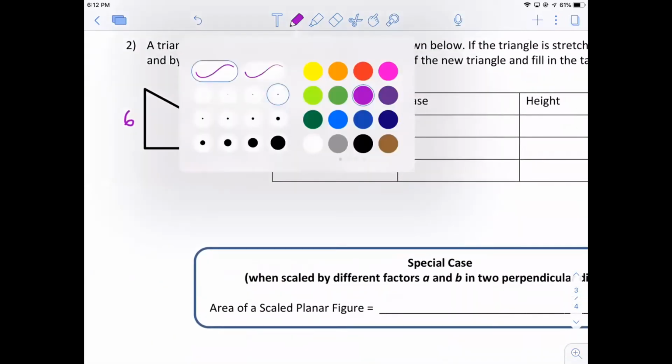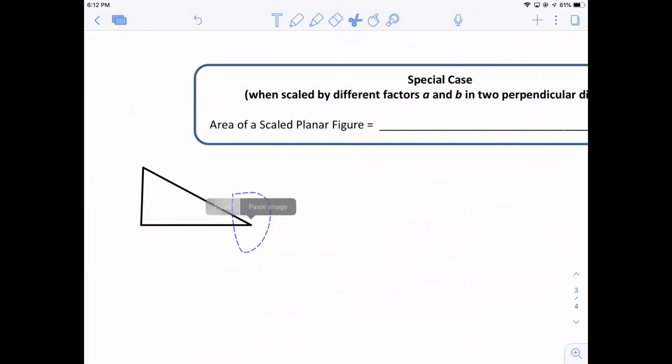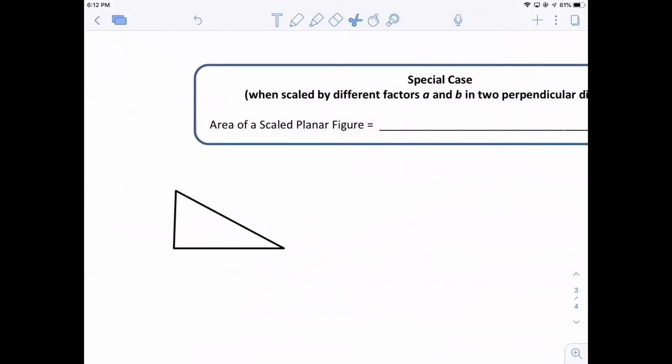All right, so I'm going to make a copy of the original triangle. Something like this. Give me a second. Here's that. Boom. And there. All right, so copy. Here's our original triangle.